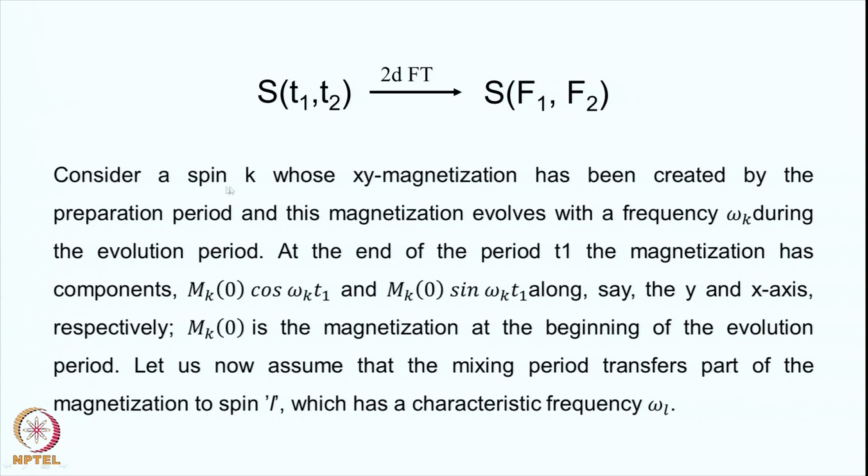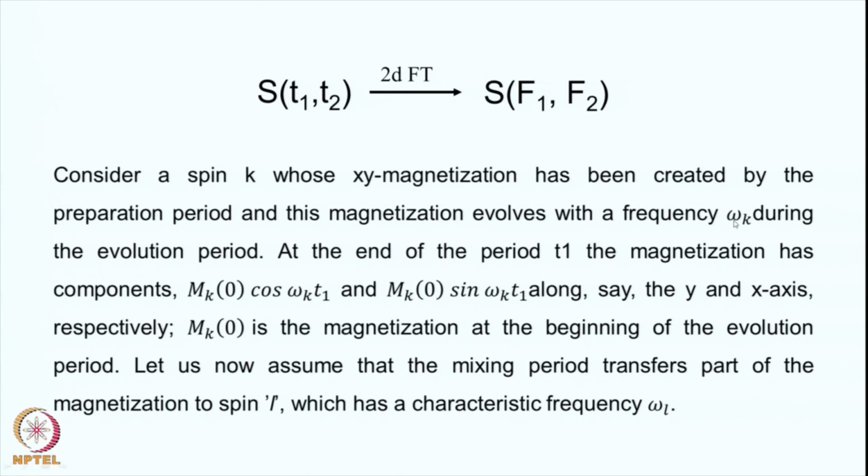Now, consider a spin K whose XY magnetization has been created by the preparation period. So, in the preparation period what you did is to create a transverse magnetization of the spin k. Like for example, it could have been IKX or IKY, whatever. And assume that you created the transverse magnetization here, and this magnetization evolves with the frequency omega k during the evolution period because of the chemical shift evolution. During the period T1 it evolves with the frequency omega k, okay.